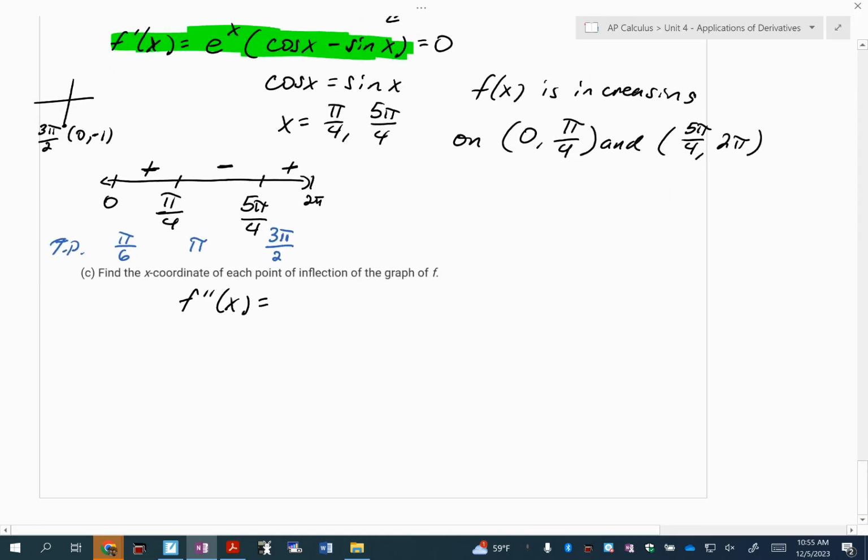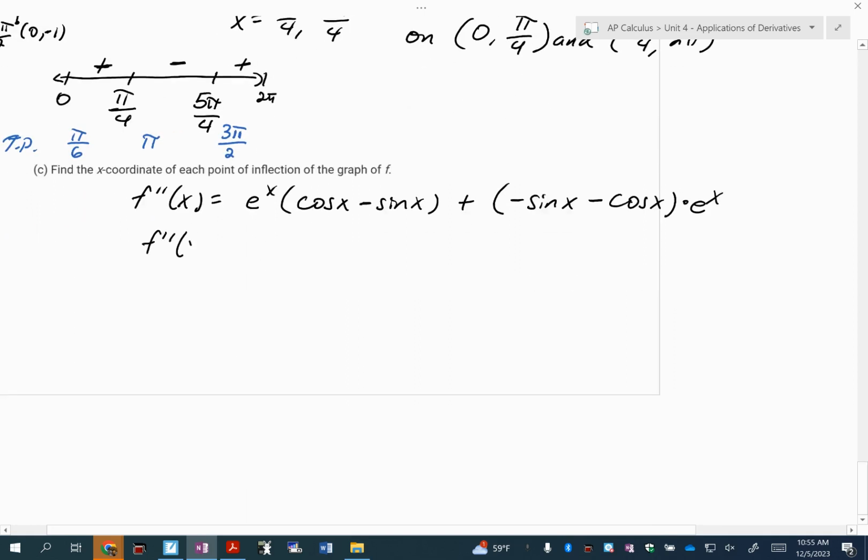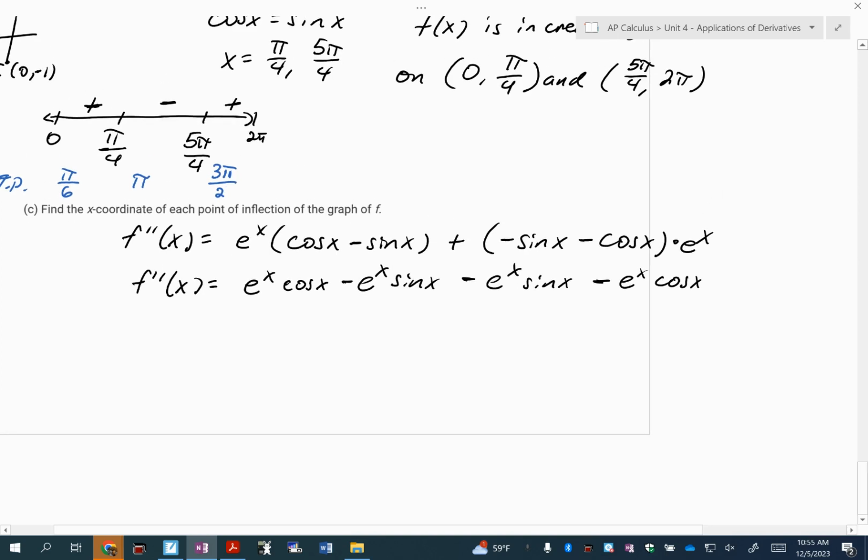I'm going to take that derivative using the product rule. The derivative of e to the x is e to the x times the original second function, which is cosine of x minus sine of x, plus the derivative of cosine of x, which is negative sine of x. The derivative of sine of x is going to be minus cosine of x, but don't forget to multiply by e to the x. Distribute. So this is e to the x cosine of x minus e to the x sine of x minus e to the x sine of x minus e to the x cosine of x. You should notice that two of these are going to be crossing out.